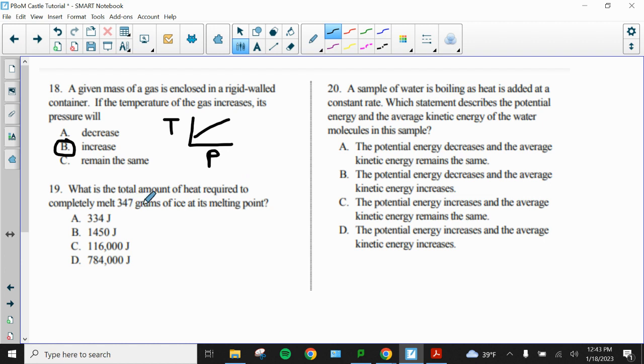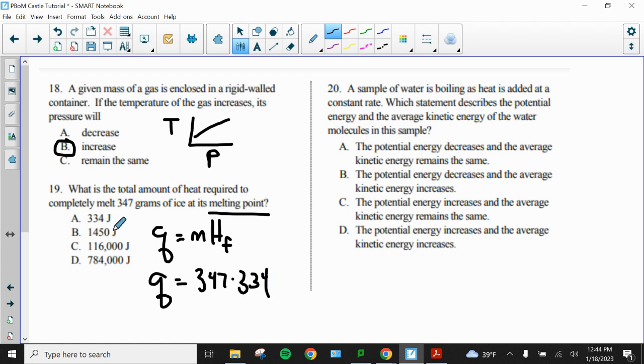Total amount of heat required to completely melt at its melting point. So the temperature is not changing. Here I'm using Q equals m H, and I'm at the melting point, so H sub F. Melting point is fusion. So solve for Q, plugging these in. It's 347 times 334. Notice 334 is there for you. And 347 times 334 is, say they rounded their answer, but this is the one the most close.